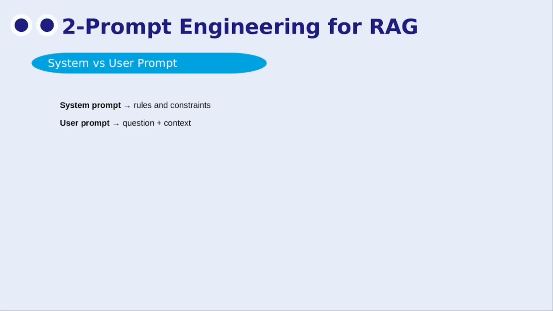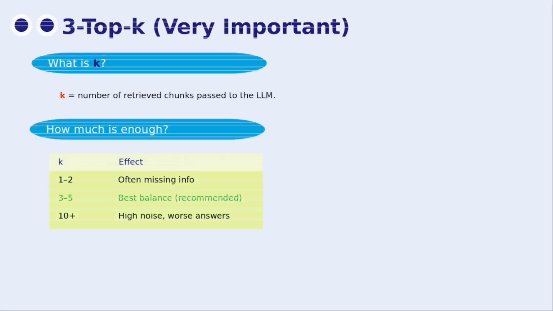System prompt and user prompt. One best practice: separate the responsibilities. The system prompt defines rules. The user prompt contains the question and context. This makes the behavior more consistent.